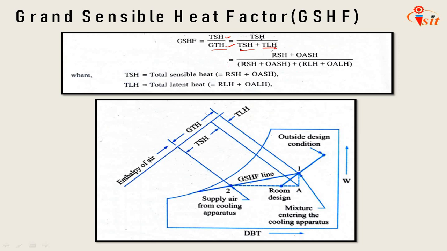Now what is TSH here? TSH is room sensible heat plus outside air sensible heat. The sum of these two is the total sensible heat. Similarly for latent heat, RLH plus OALH, room latent heat plus outside air latent heat. So TSH is total sensible heat, which is RSH plus OASH. TLH is total latent heat, that is RLH plus OALH.